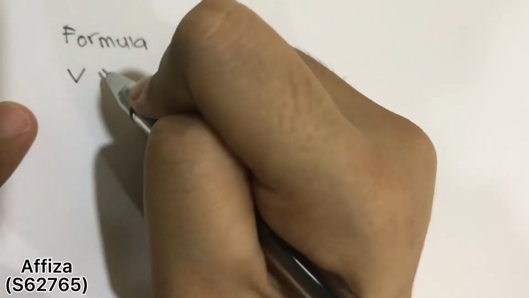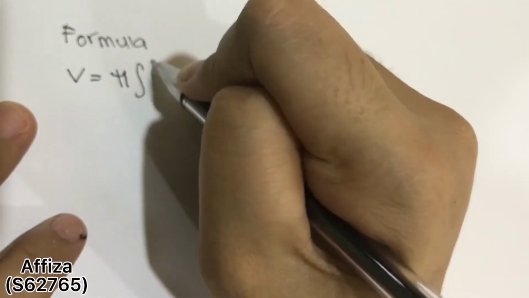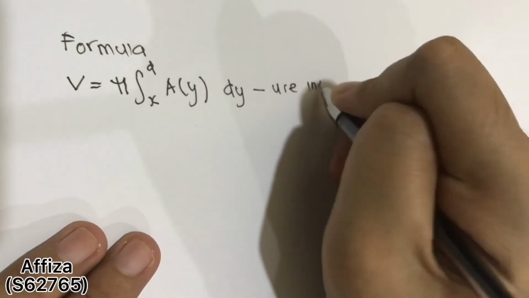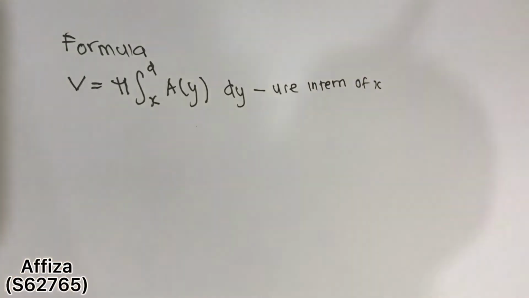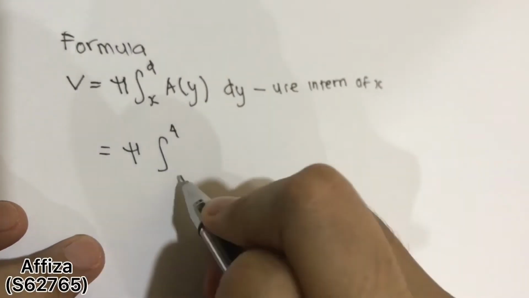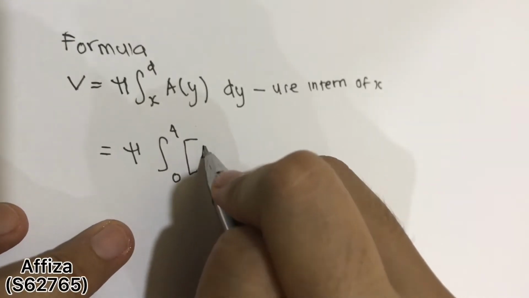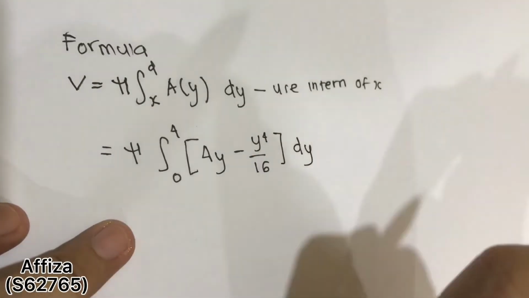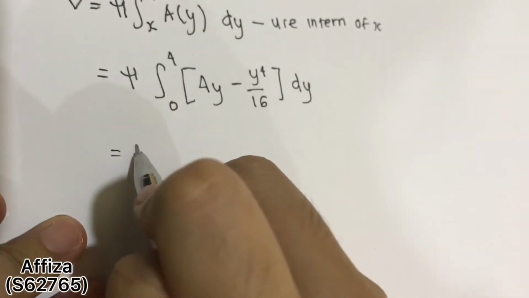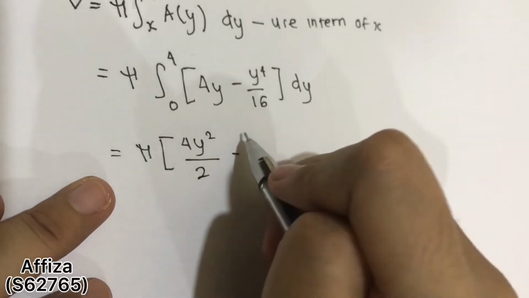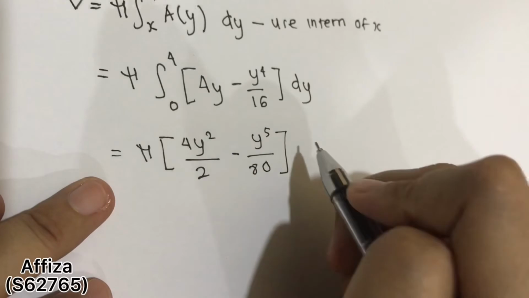Next, we use the washer method formula, which means V equals pi times the integral of A dy. This is because we use the formula in terms of y. Okay, next we just add the value that we get. So we integrate from y equals 0 to y equals 4. So the value of A is 4y minus y to the power of 4 over 16 dy. And after we integrate, we get the answer 4y squared over 2 minus y to the power of 5 over 80.